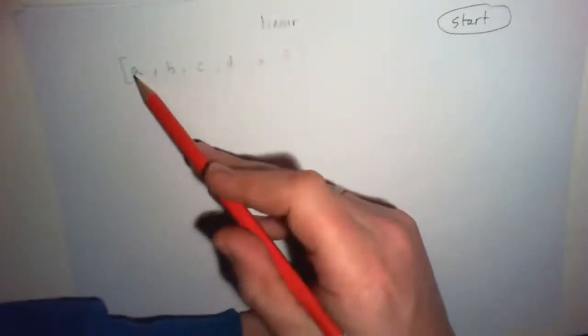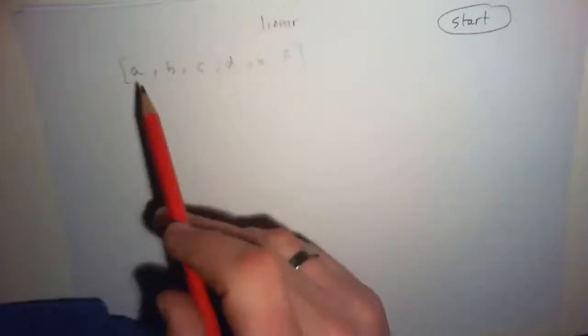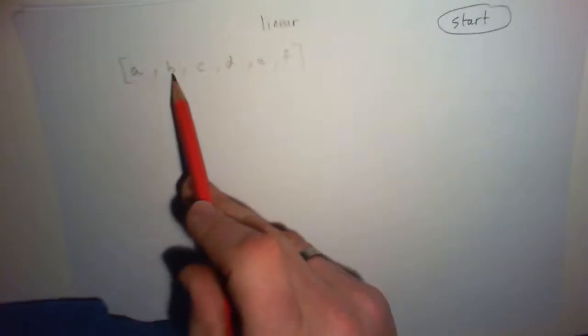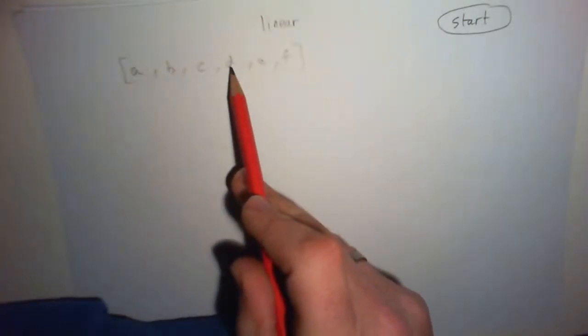Okay, inside in a list. A linear search would just go and check. If I wanted to find D, it would go and check, is that D? Is that D? Is that D? Is that D? Yes, it is. You found it. Okay? That's what it would do.